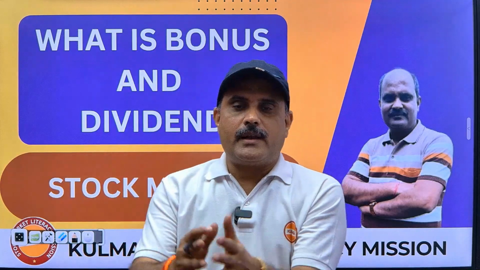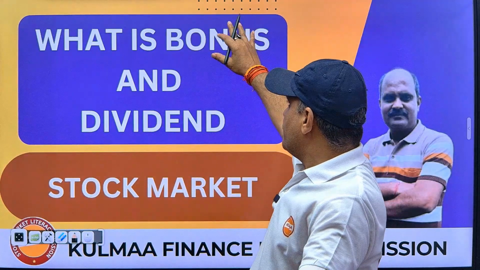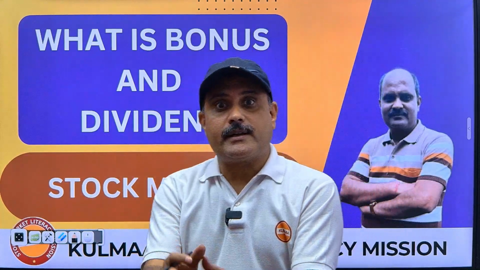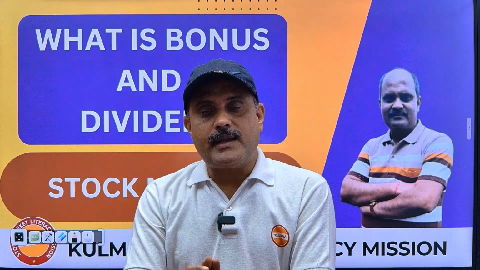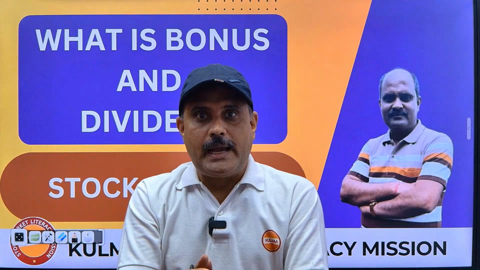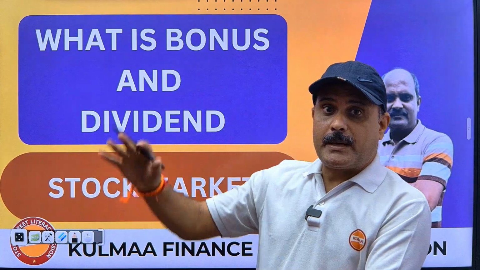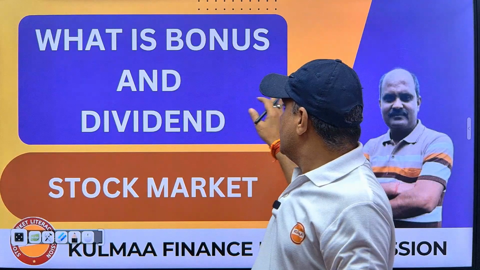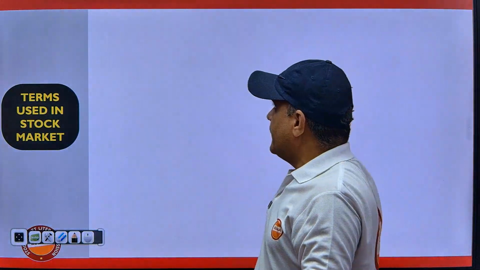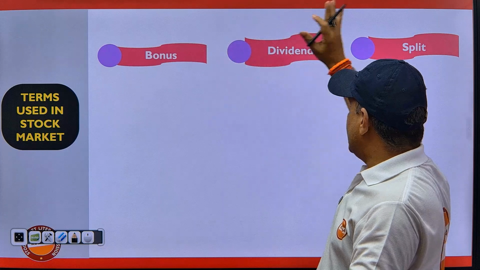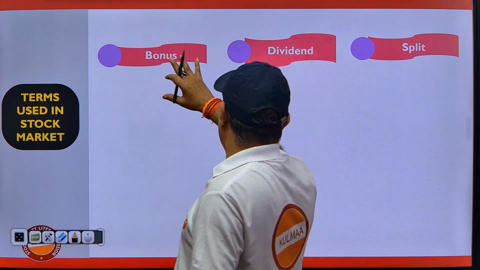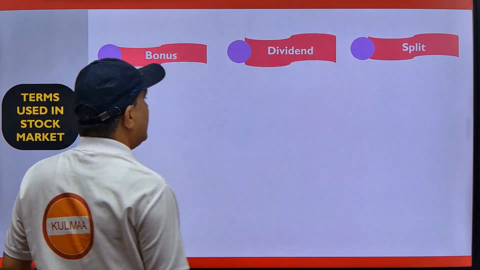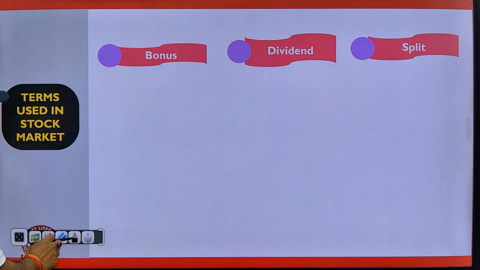So, on the way to learn our stock market classes, today we are going to discuss the bonus and dividend announced by a company. On television or in the newspaper, you just heard that a company is going to announce the bonus and that a company is going to announce the dividend. But what is that? How do they announce that? So let's understand three things. First is the bonus, second is the dividend, and third is the split. First of all, we will discuss bonus and dividend. Then we are going to discuss split.